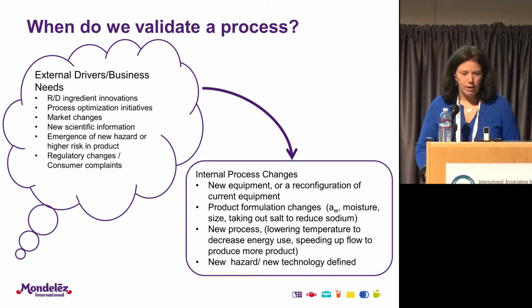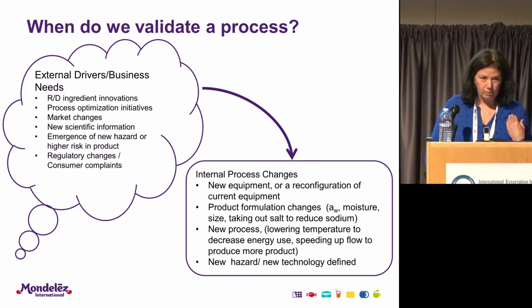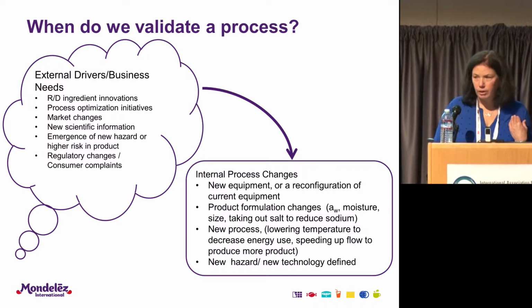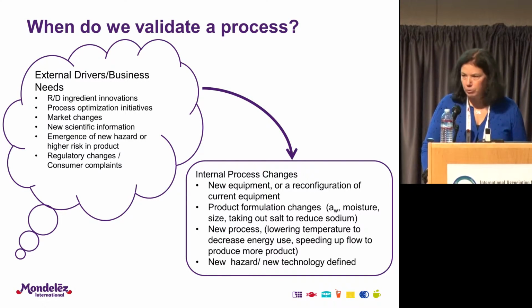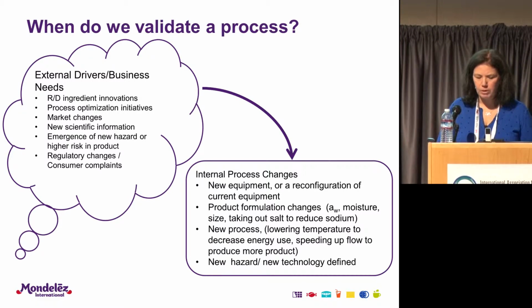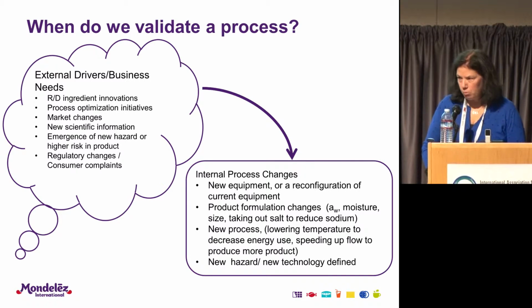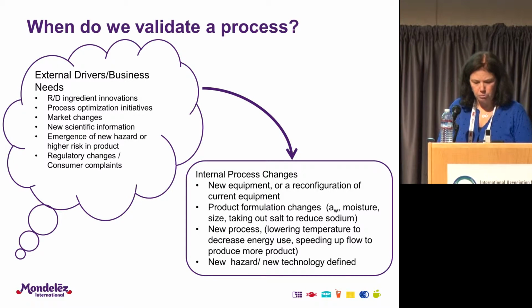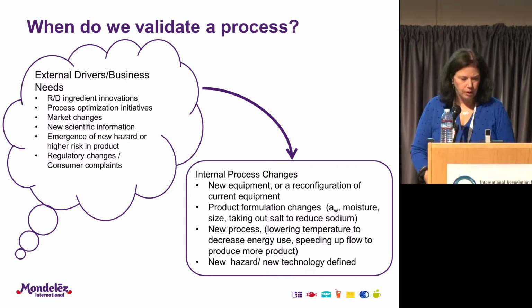So when do we validate or revalidate a process? I'm coming from a manufacturing perspective, so this is how I see it. It's either R&D ingredient innovations, process optimization initiatives, some market changes, new scientific information, the emergence of a new hazard or higher risk of that hazard in the product, some regulatory changes, or perhaps consumer complaints. And these will all lead to internal process changes: either new equipment or a reconfiguration of current equipment, or product formulation changes, for instance, if you want to change the water activity or the moisture or the size of your product, or if you're taking out salt to reduce sodium. If there's a new process, whether you're lowering the temperature to decrease energy use or speeding up the flow to make more product, or if there's a new hazard or some new technology defined, that's when you would validate.